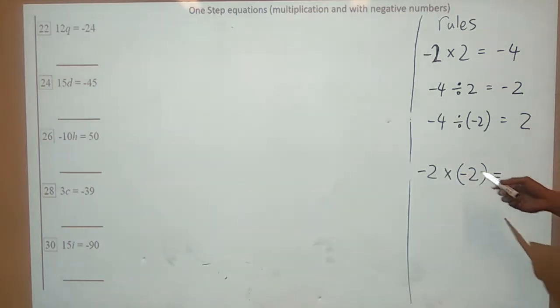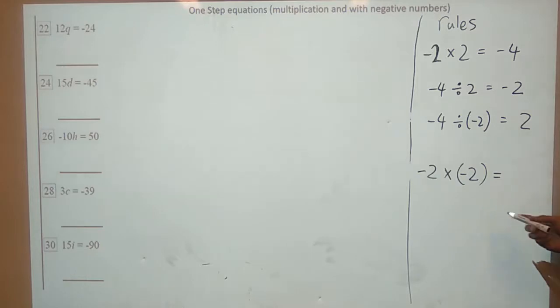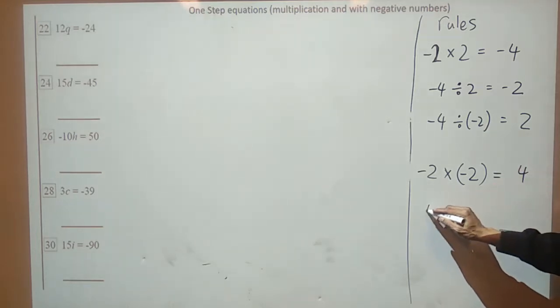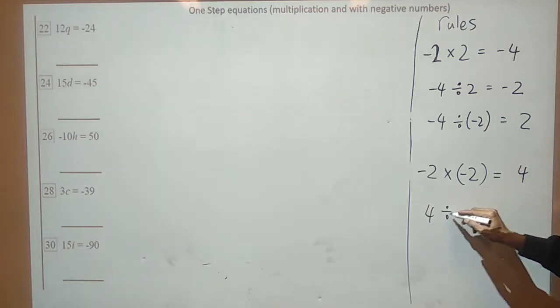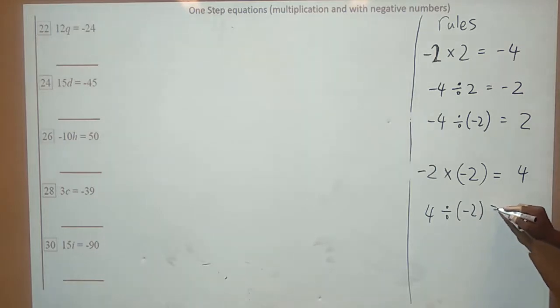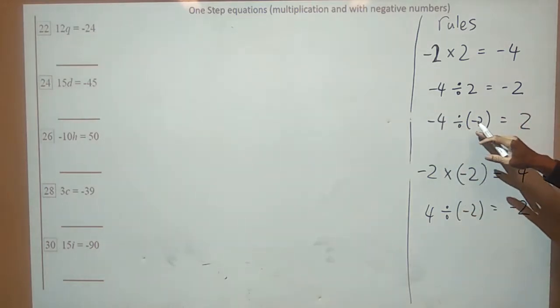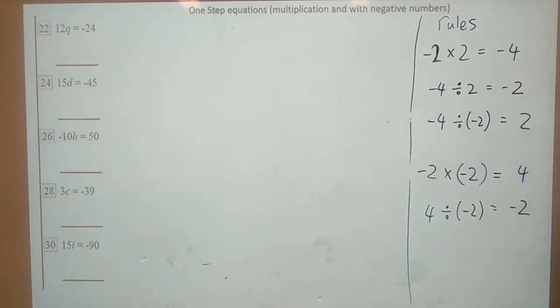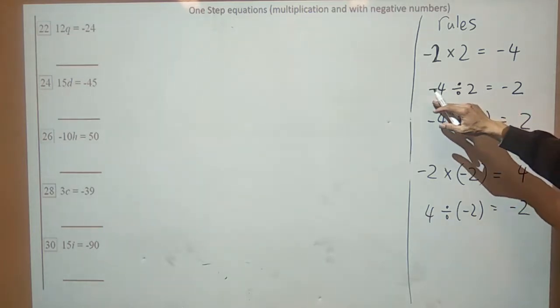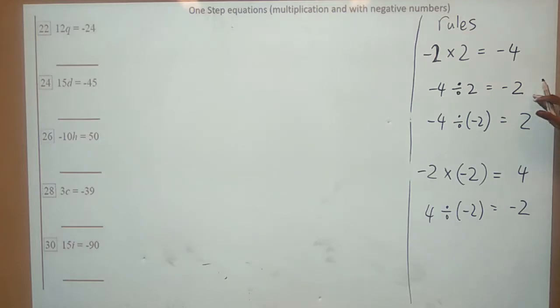Let's take a look at this one. Negative 2 times negative 2. The result is a positive number. So working backwards, 4 divided by negative 2 gives you negative 2, which is similar to the results above. Basically, dividing a negative number by a negative number should give you a positive number. Dividing a negative number by a positive number should give you a negative number. Let's work through these.